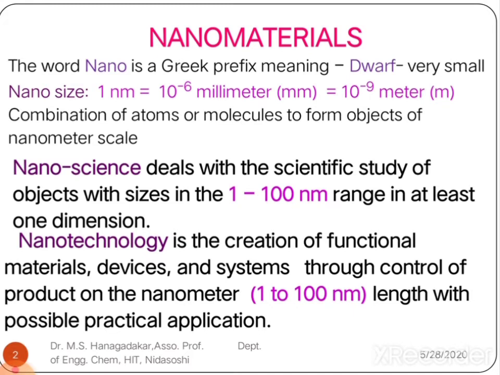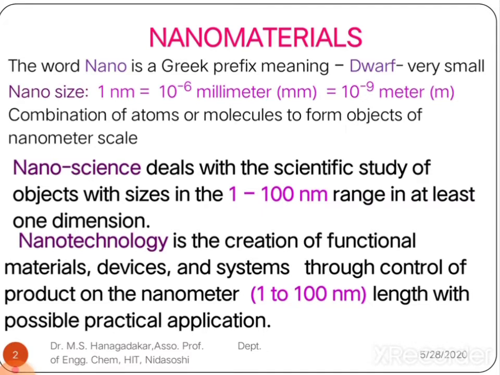What are nanomaterials? The word nano is taken from the Greek language. The prefix means dwarf. It is something extremely, very small. By analogy, how can we represent nano size in various parameters? 1 nanometer is equal to 10 raised to minus 6 millimeter, or equal to 10 raised to minus 9 meter.